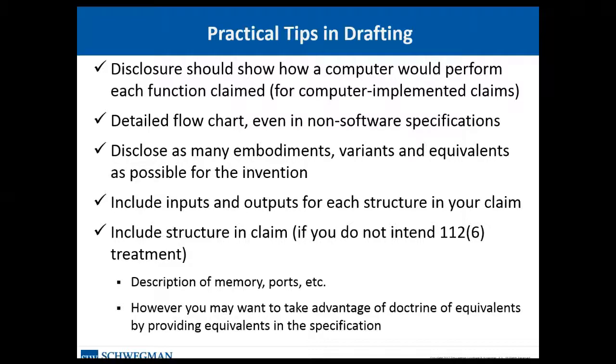There's always a possibility later on that the case law changes or one of the examiners gets a little picky and decides this is like a software application. So you want to have a detailed flow chart showing your algorithm. And another thing you could do is include inputs and outputs for each structure in your claim. You want to make it look like a circuit, make it look physical. One of the best ways to do that is show what the inputs are to each structure. And include structure right in the claim, even if you don't intend to invoke means plus function interpretation. And the best way to do that is describe memory or ports, etc., in your claim.